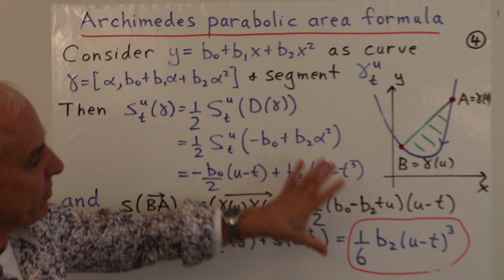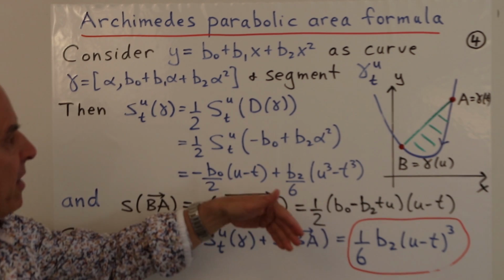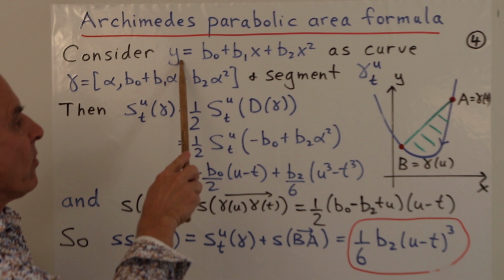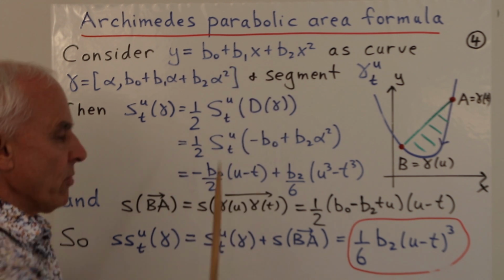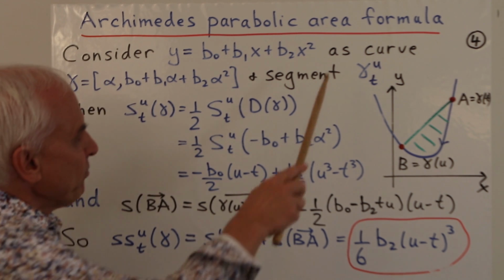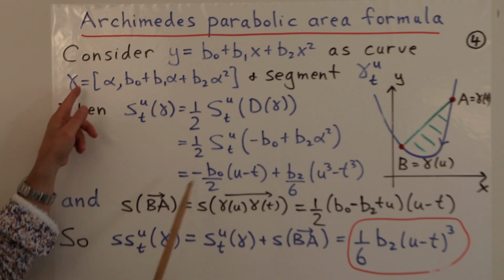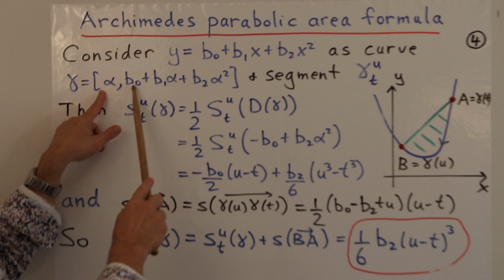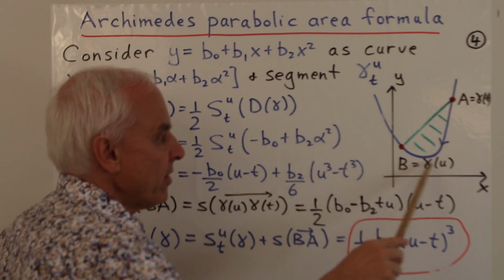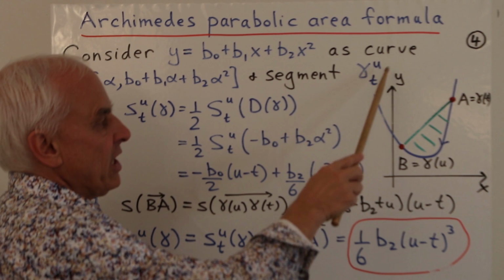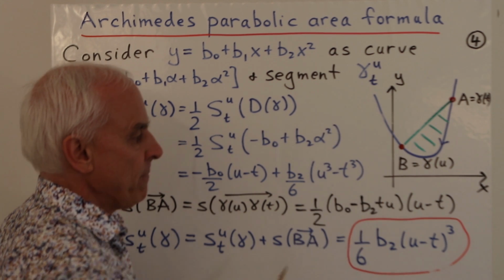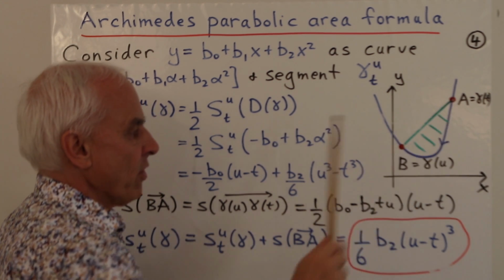Now for us, the simplest case is when the parabola is represented by a quadratic function. So in classical courses, we would write y equals, say, b0 plus b1x plus b2x squared in terms of x and y coordinates. But we'll prefer to write it as the curve gamma given parametrically by alpha and b0 plus b1 alpha plus b2 alpha squared. And we're going to consider the segment of that curve going from some number t to some number u, as represented here. So maybe there's A, which is gamma of t, and here's B, which is gamma of u. So we're looking at that portion of the curve, that segment.